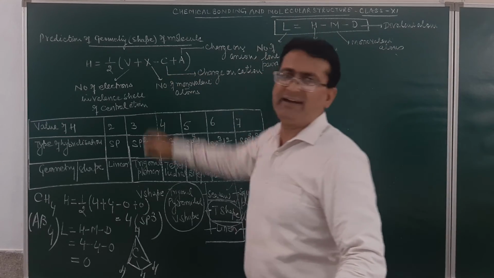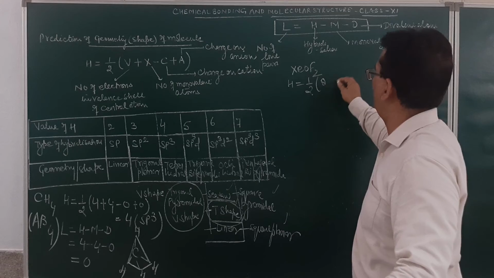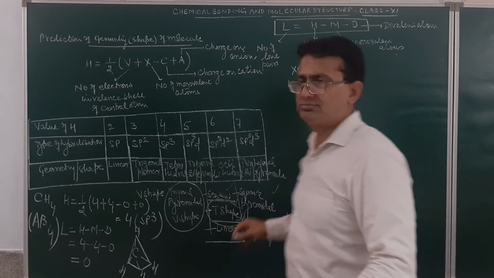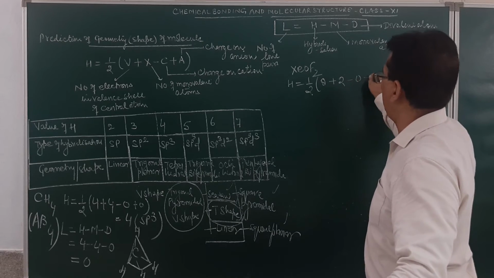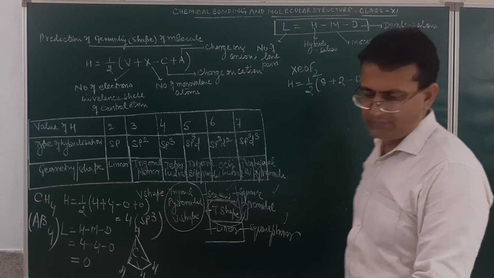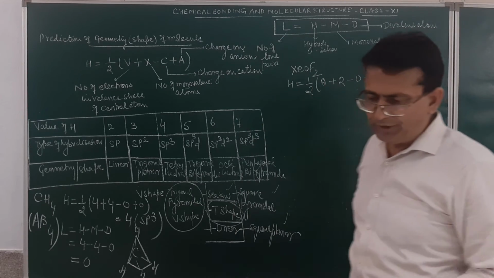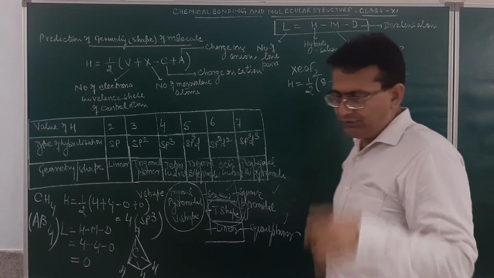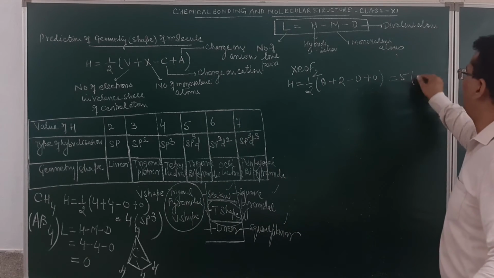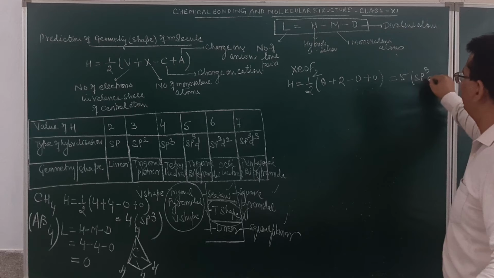Plus the number of monovalent atoms. Which is the monovalent atom over here? Fluorine, 2. Charge on the cation? 0. Charge on the anion? 0. So the value comes to be equal to 5. If it is 5, what type of hybridization will it be? It will be sp3d type of hybridization. So the geometry of the molecule will be based on sp3d.